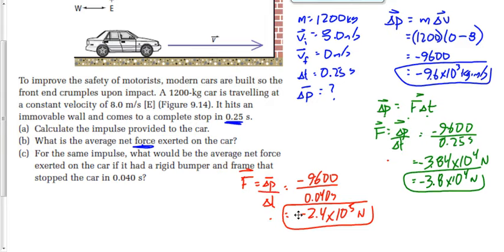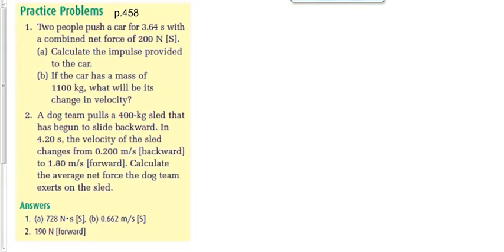Okay, let's have a look at these two questions, please. Page 458. All right, let's have a look at question number 2 now. It says, a dog team pulls a 400 kilogram sled that has begun to slide backward. In 4.2 seconds, the velocity of the sled changes from 0.2 meters per second to 1.8 meters per second. Calculate the net force the dog team exerts on the sled.